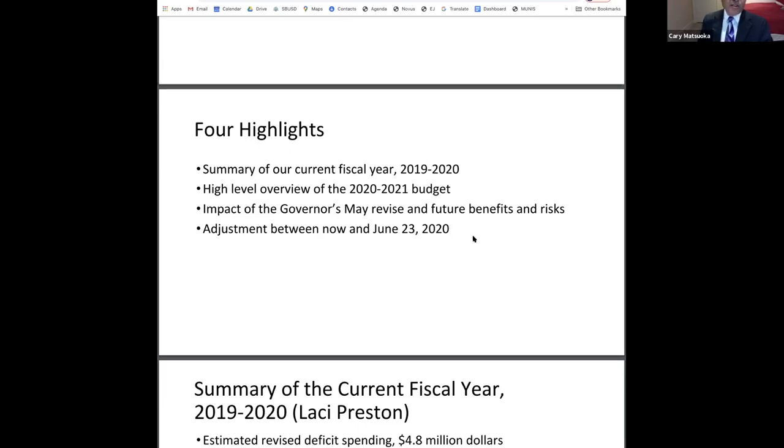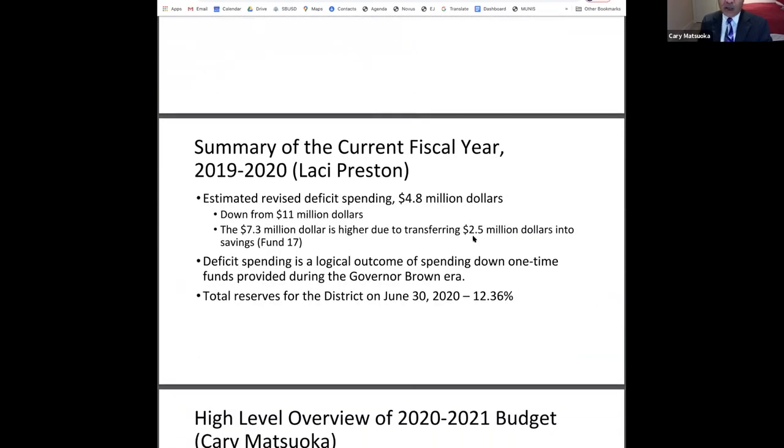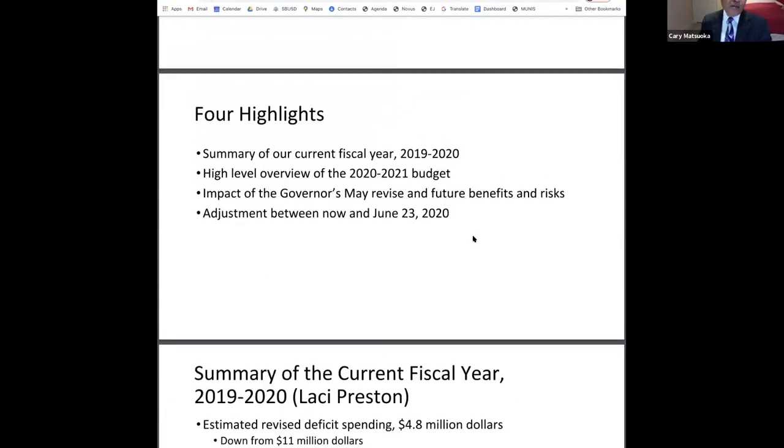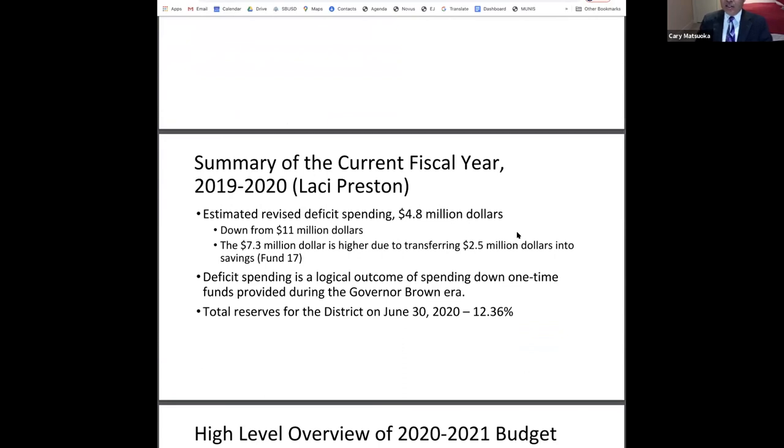So we have four highlights. We'll summarize, since some questions have already been arising, how this year is going to finish out. Then we'll go to a high-level overview of next year's budget, and we'll be glad to go into the medium layer and into detail. Meg's going to update the board about the impact of the governor's May revise. It's actually mostly good news for us with some challenges. And then we'll outline some of the adjustments in the budget that will happen between tonight and your adoption on June 23rd.